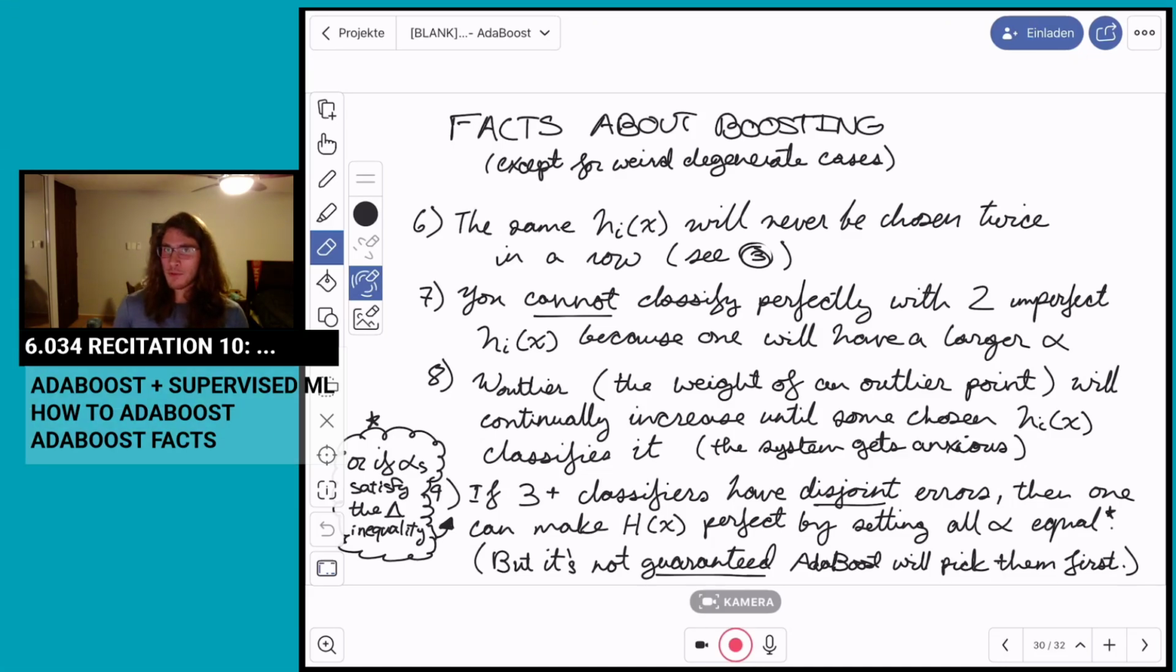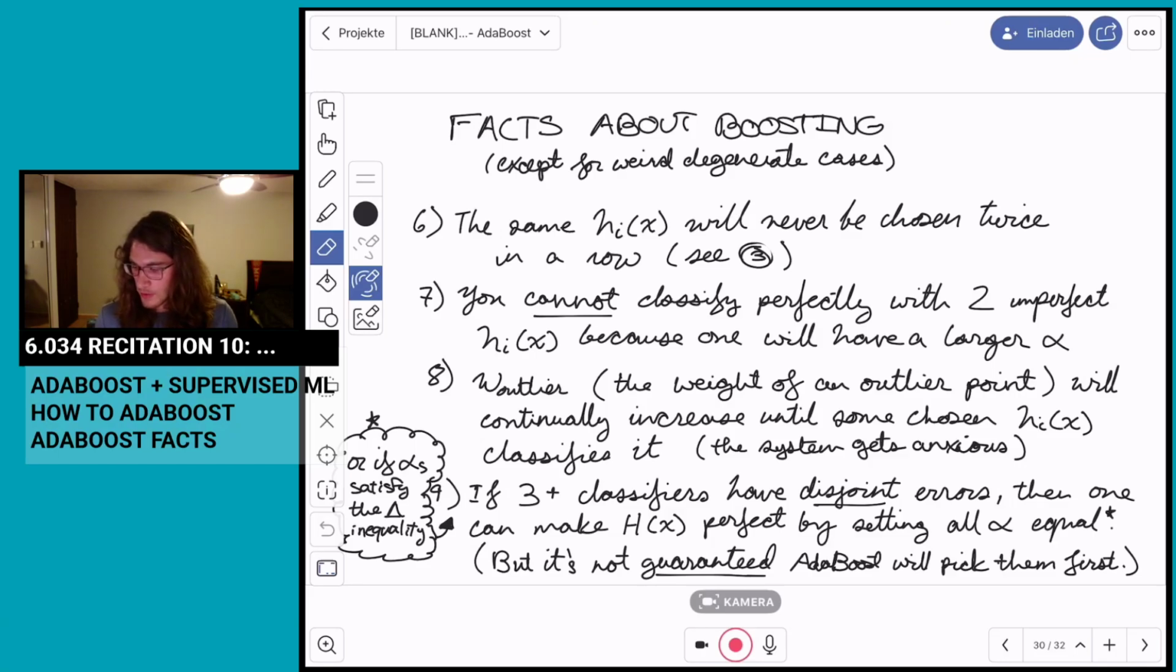But adaptive boosting is not guaranteed to pick them in that order or in any order. You might get adaptive boosting picking some fourth classifier before one of the others. That might work out to be the case. That's all I wanted to say about points or facts 7 and 9. Fact 8, I want to address very briefly.